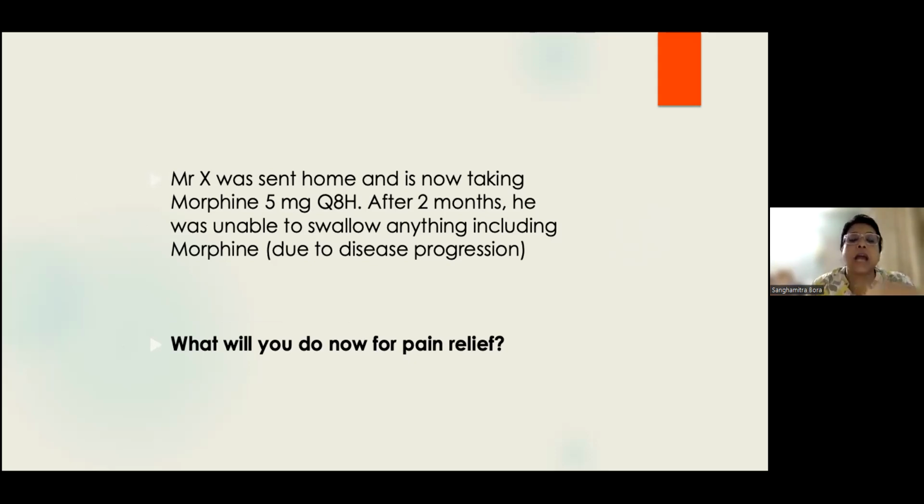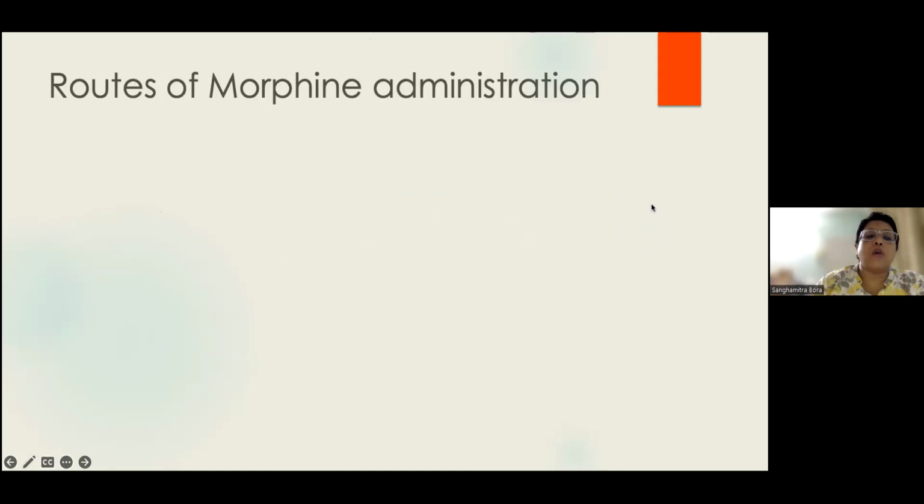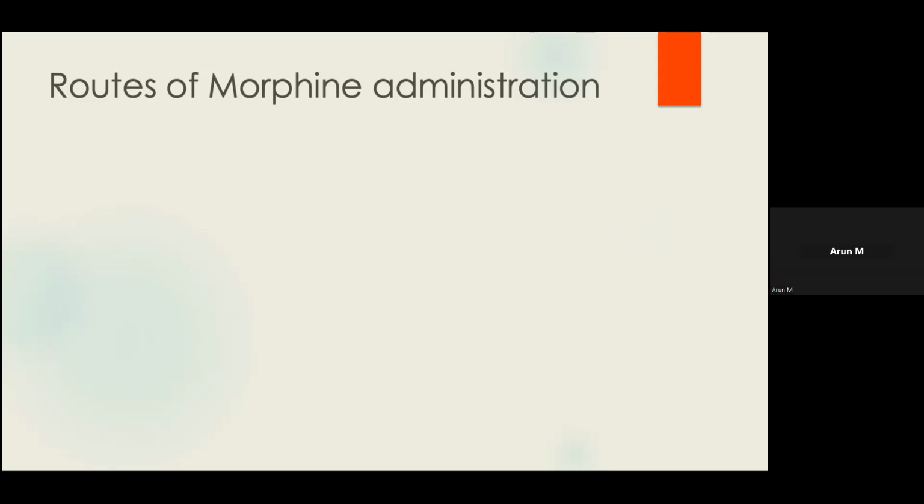After 2 months, he was unable to swallow anything, including morphine, due to disease progression. So what are we going to do for pain relief now? Any response? We can use transdermal patches. Yeah. So we need to understand the routes of morphine administration. How can we administer morphine? Are you actually talking about transdermal fentanyl, doctor? Yes, madam, I was talking about that.